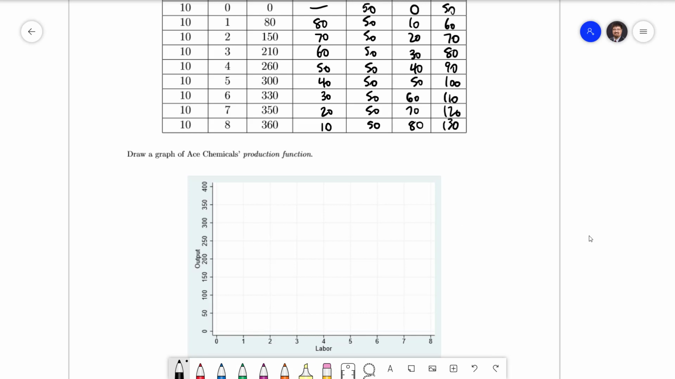Next, we're going to draw a graph of the production function. On the horizontal axis, we have our labor, which is this column, and our output, which is this column, since it got a little bit cut off there. If we have 0 labor, we have 0 output. 1 labor, we have 80. 2, we have 150, and so on. I'll just fill this in. Once we've plotted all the points, then we can connect those up with a curve.